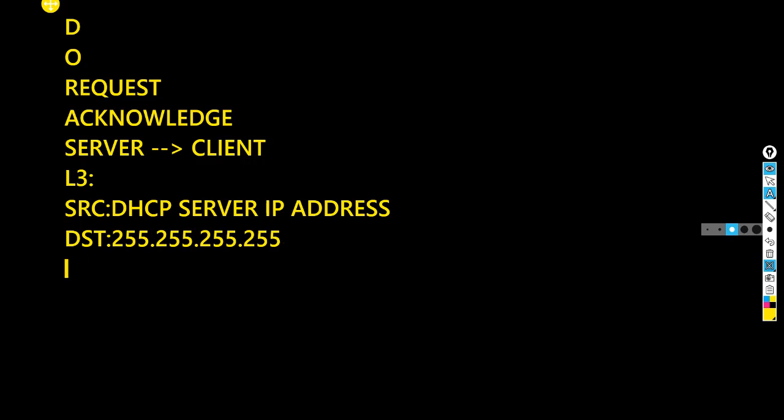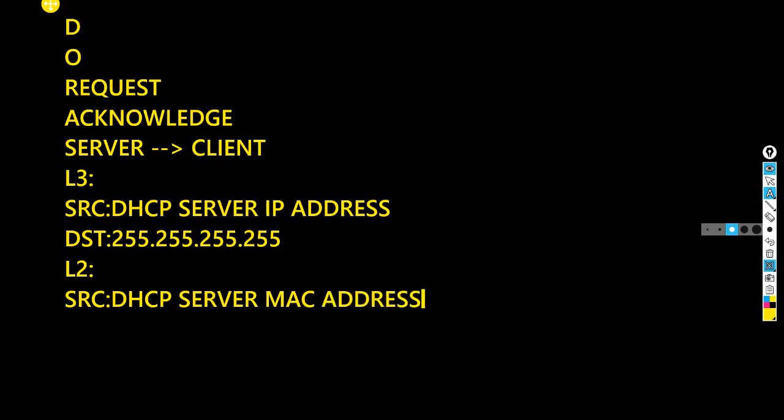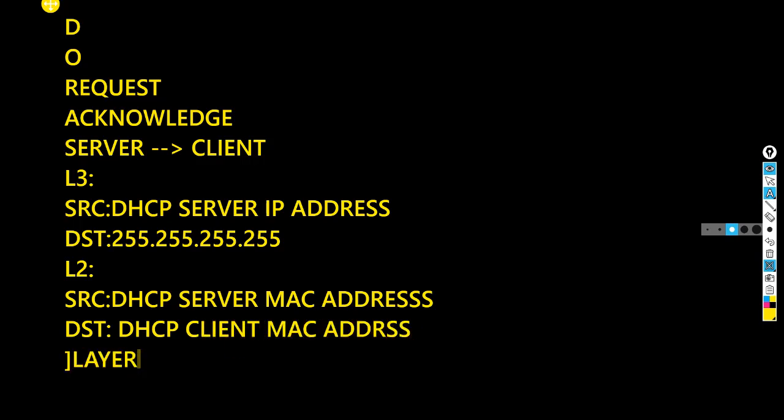Okay, what about L2 now? L2 header, what would be the source? Source is once again the DHCP server MAC address, and destination would be the DHCP client MAC address. Okay, and yes, once again layer 2 acts as unicast and layer 3 acts as a broadcast.